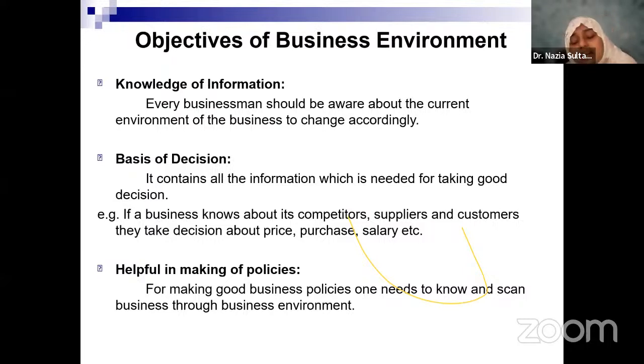There are environments which can be within your control, which I'll discuss in a short while, and there are some environments which are beyond your control. So for those environments which you cannot control, it is very important that you have knowledge about that particular environment. So knowledge of environment becomes very essential. Then the knowledge that you have about the business will help you in order to make a decision.